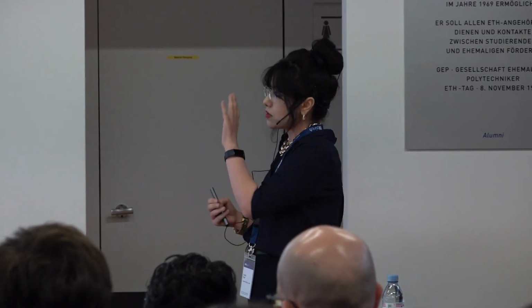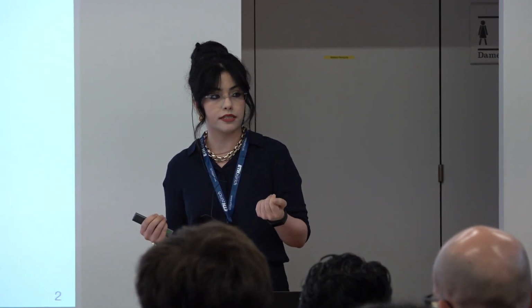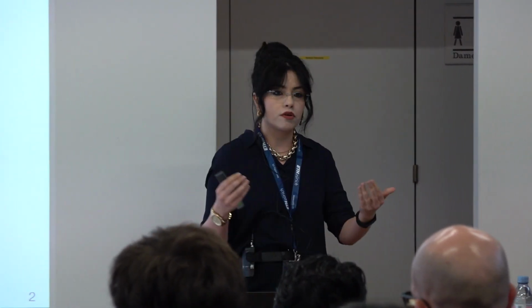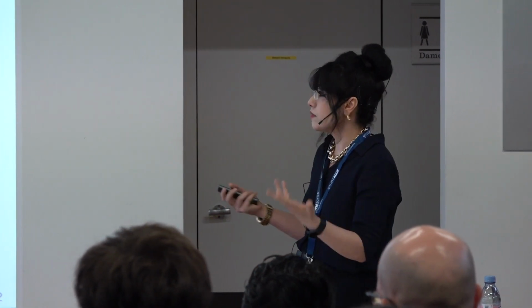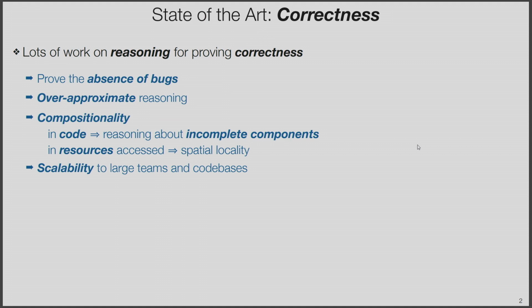And this is also something that allows us spatial locality. You'll see an example of what I mean by that in a second, meaning that we can only talk about the actual resources, like bits of memory that the program accesses, and then things like separation logic give us that spatial compositionality, meaning that we can then extend that specification to a bigger context, which is really important for scalability.